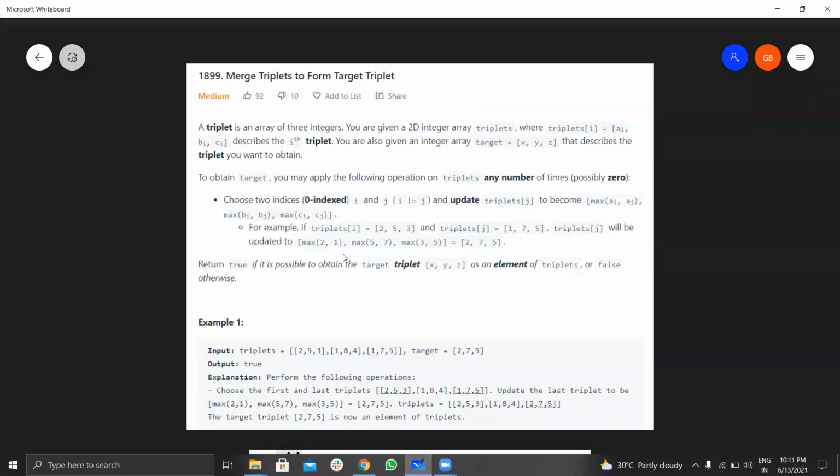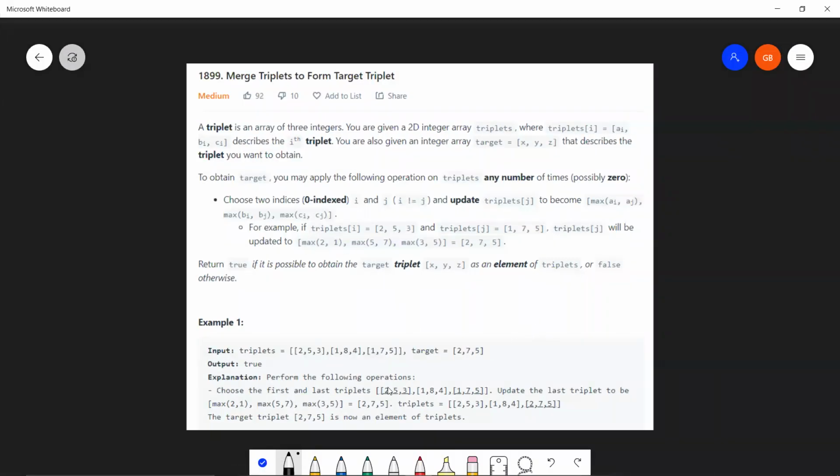Let me just quickly shift to the whiteboard and we'll discuss what the problem is asking us to do. So see, a triplet is basically an array of 3 integers and you have an array of triplets. So this is a 2D array where you have various triplets with you, right? And you have to somehow reach this target triplet using all the available triplets that you have. How will you do that? We have been given a single operation.